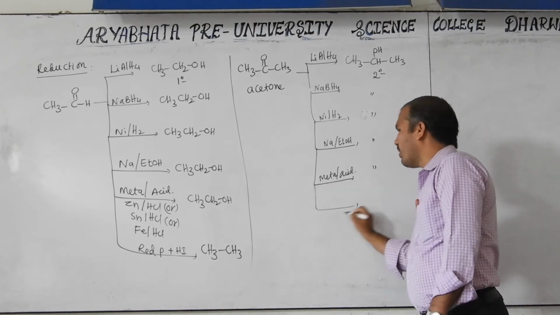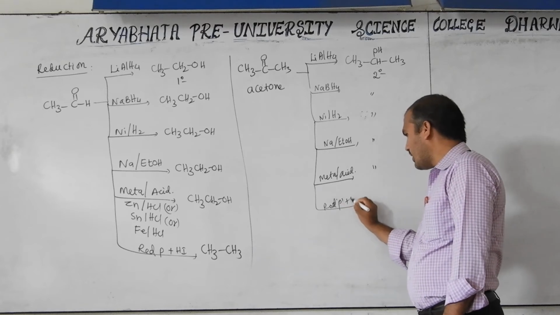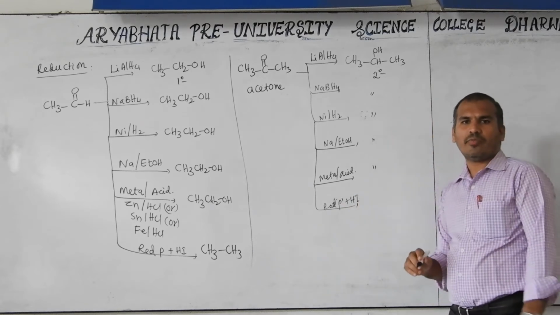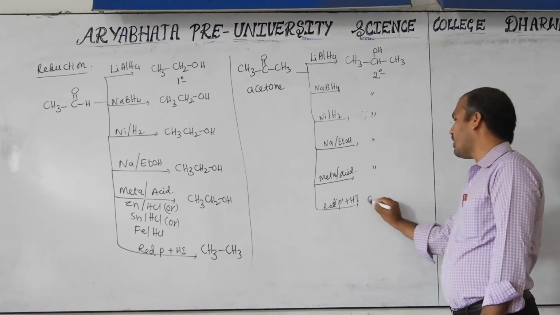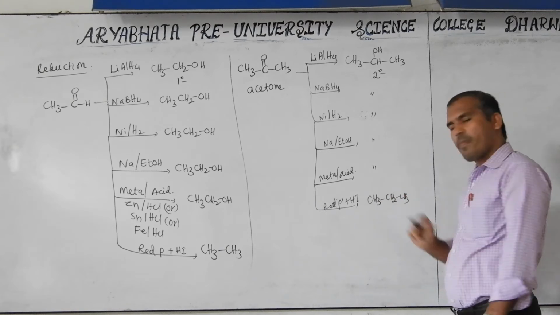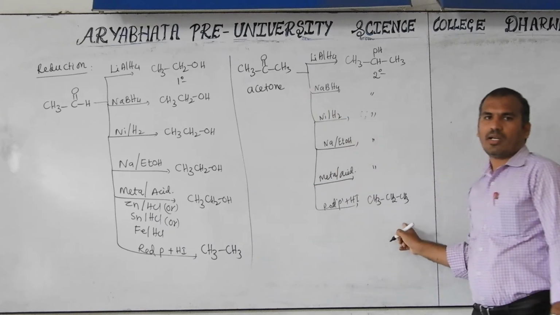But here, with red phosphorus plus HI, all functional groups are generally converted to which form? Alkane. Here CH3, CH2, CH3. A 3 carbon compound gives a 3 carbon alkane.